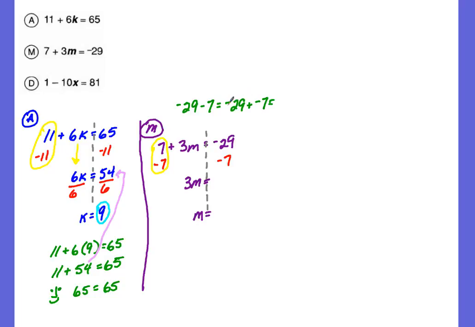a lot more negatives. We have 29 negatives already. We're getting 7 more than that, so we're going to have 36 negatives. So our 3m is equal to negative 36.